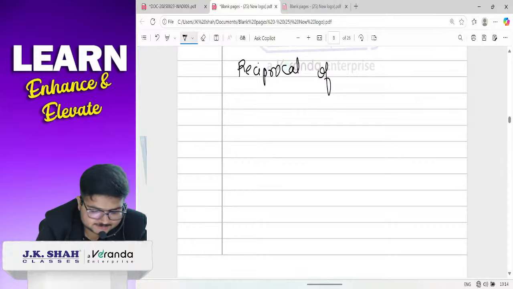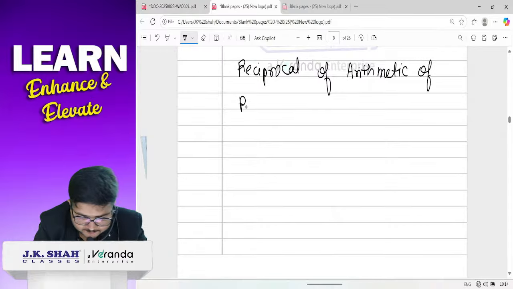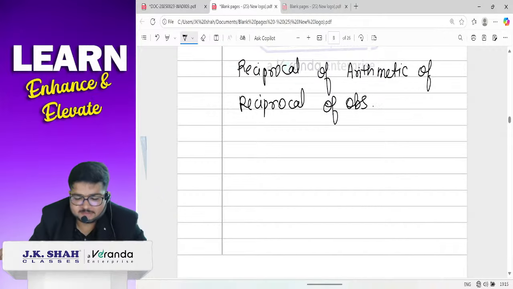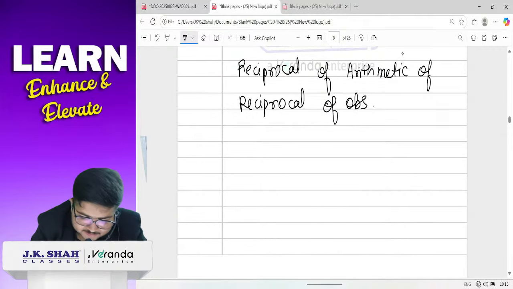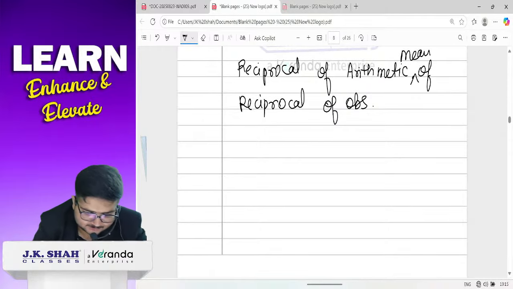Wait, reciprocal of arithmetic mean of reciprocal of observations. Reciprocal of arithmetic mean of reciprocal of observations. Sir, this is a very confusing sentence. I know. That is why I am giving you.